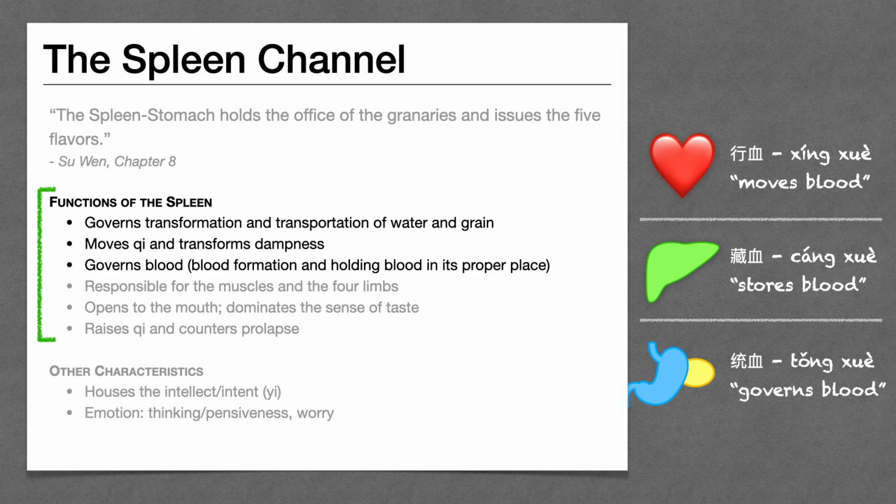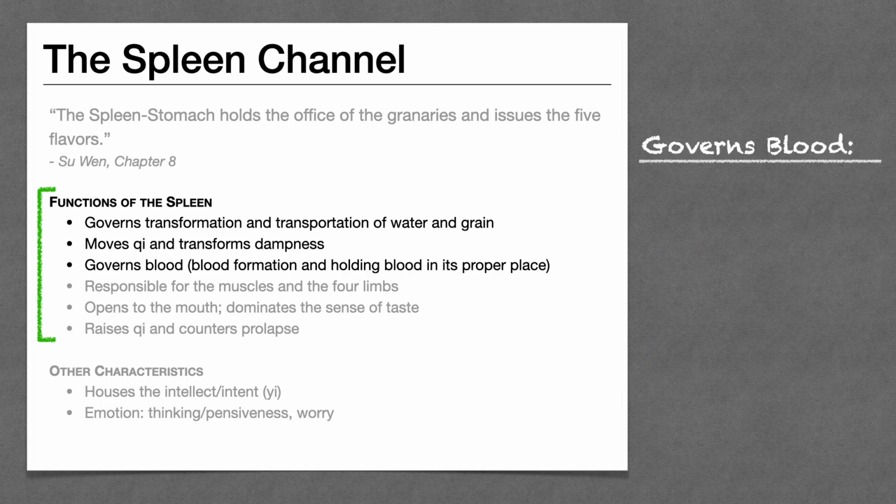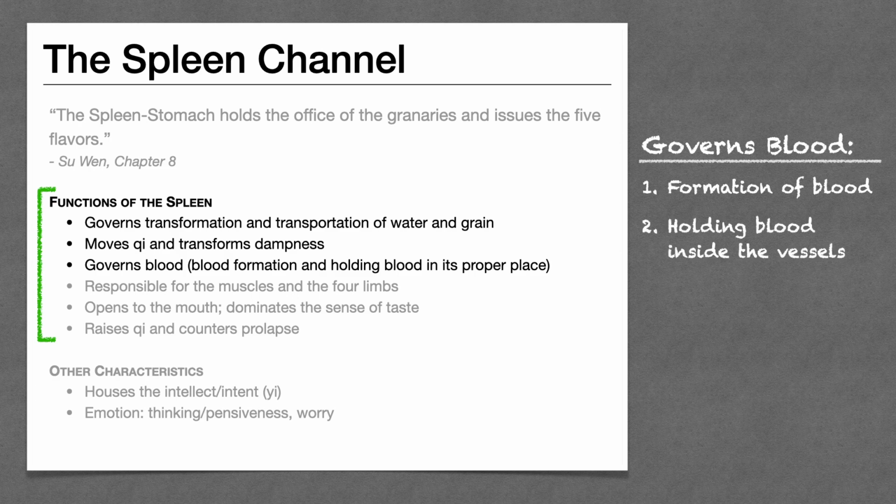If that sounds weird and complicated, practically, when we say the spleen governs the blood, we're really talking about two things. Number one, the spleen has a role in the formation of blood, because again, we need proper extraction of nutrients in order to create blood. And number two, the spleen is responsible for holding the blood inside the vessels. So what this means for us clinically is, again, for any type of blood deficiency, it's common to choose points on the spleen channel for tonification.